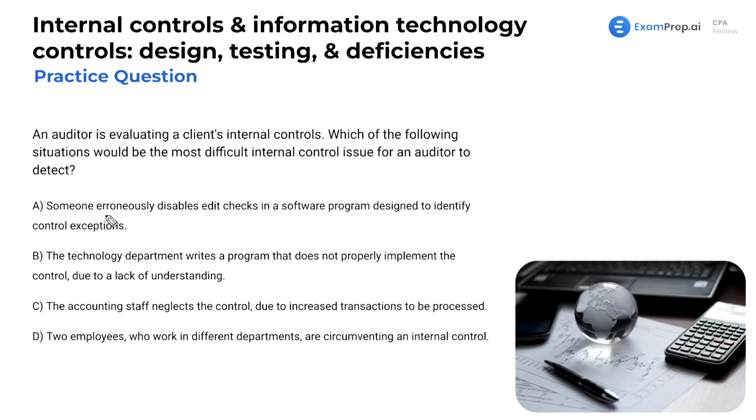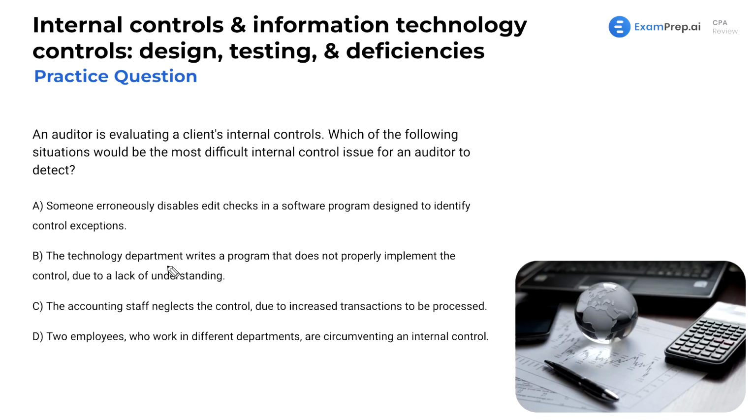Now, first, someone erroneously disables edit checks in a software program designed to identify control exceptions, essentially saying that someone in this program disables any checks that are going to ensure that the data is accurate. Now, you could test and find that. So I'm not going to cross off anything as we go through, but I'm going to say that's probably not as big of a deal. It's probably going to be more to do with something fraudulent.